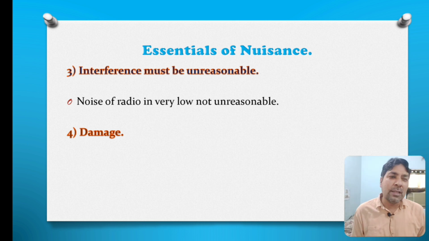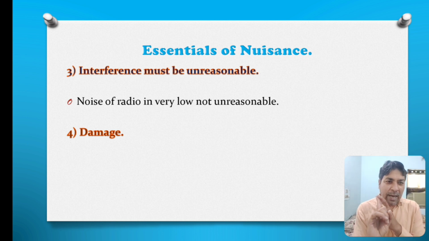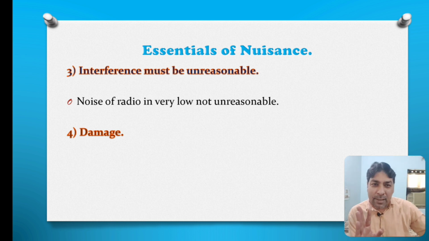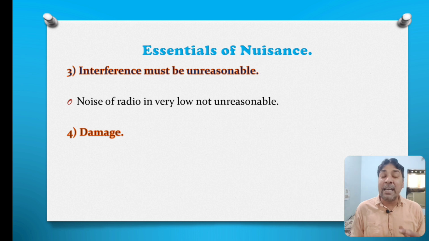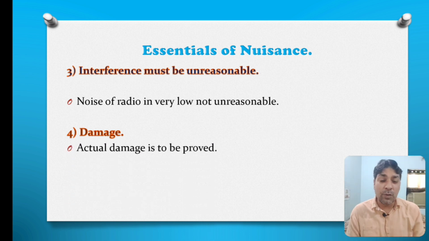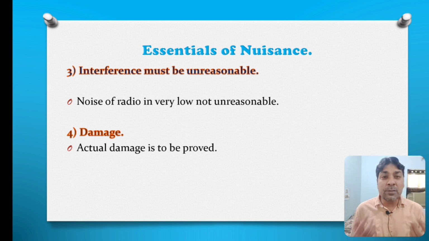The fourth essential for the tort of nuisance is damage. Suppose I have a right to use or enjoyment of land, and there is an interference in that particular right, and that interference is unreasonable, but I have sustained no damage, I will not be entitled to get compensation. When will I get compensation? If I prove the fourth essential, that is damage, caused by the unreasonable interference of any person, if I sustained any kind of damage, then only I will be entitled to file a suit and get compensation, otherwise not. So actual damage is to be proved. If I want to get compensation, I must prove the actual damage.